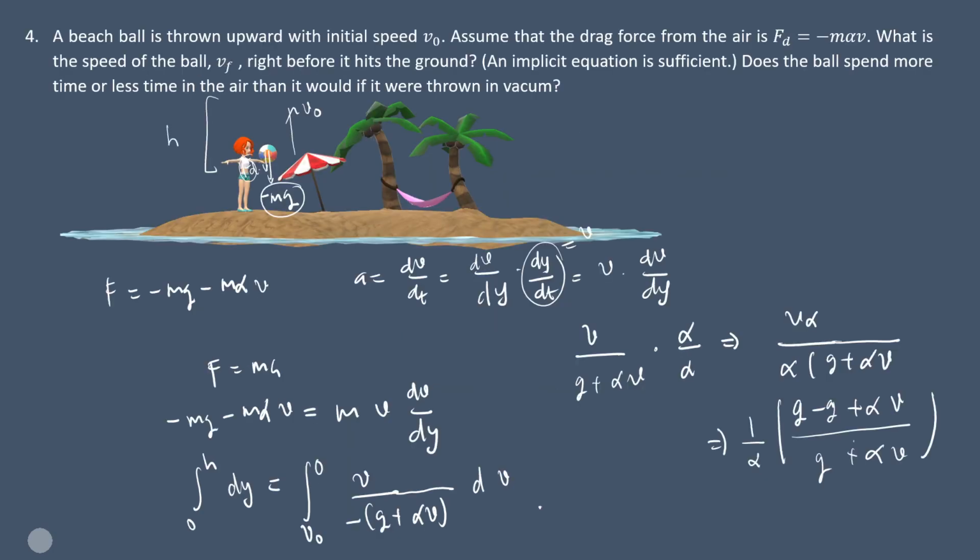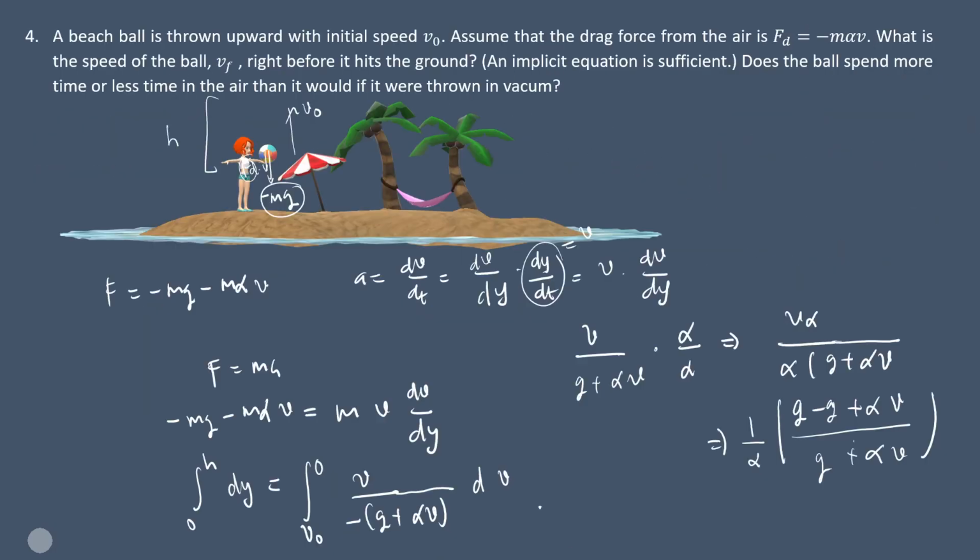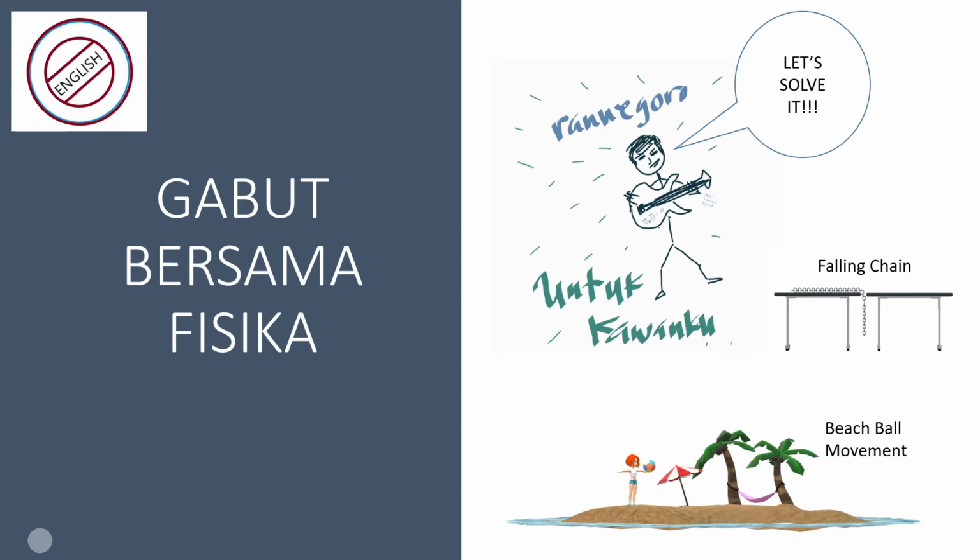does the ball spend more time or less time in the air than it would if it were thrown in a vacuum? You can solve it by this term that we get from Newton's second law. More or less like that, using different equations to solve the problem leads to Newton's second law. We can develop and apply it to other cases.